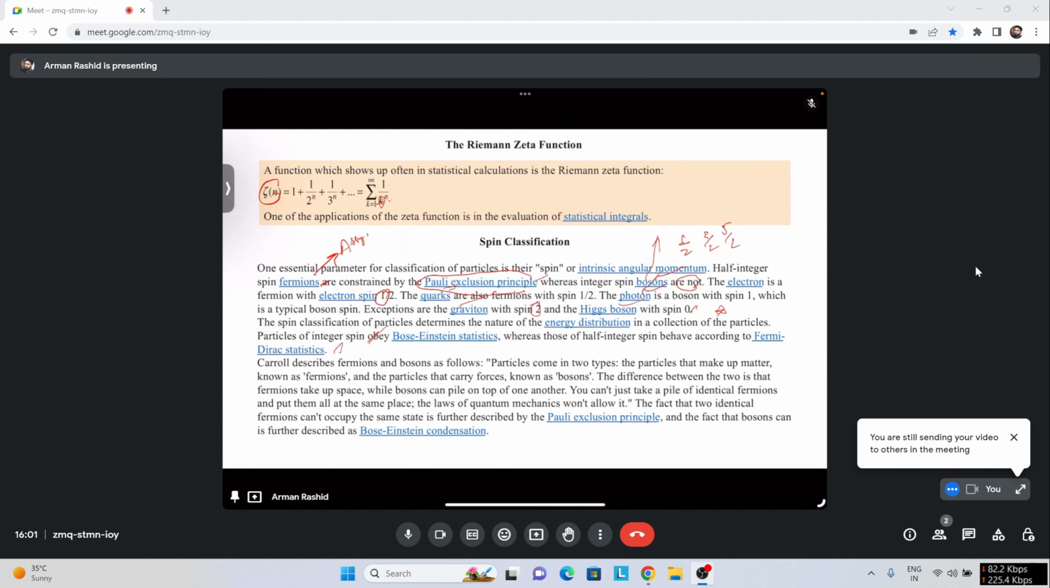Okay, now as I have written here, Carroll describes fermions and bosons as follows. Particles come in two types. The particles that make up matter are known as fermions.